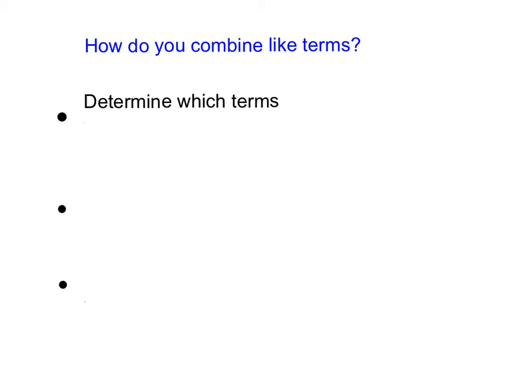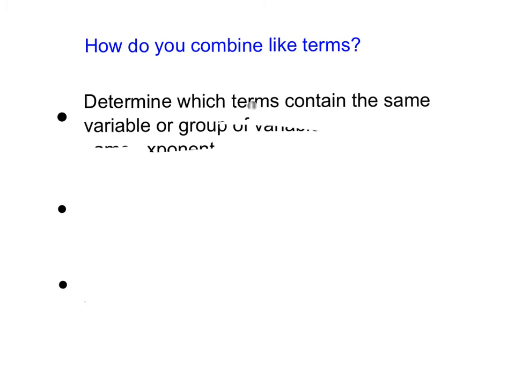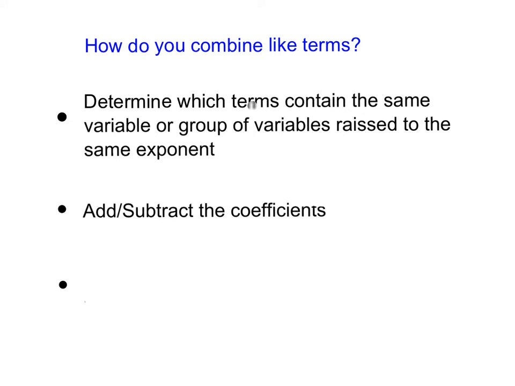All right, how do we combine like terms? So all we do, it sounds more high-tech than it really is, I promise, it's not that bad. Determine which terms contain the same variable or group of variables raised to the same exponent. So basically determine which ones are like terms. Once you decide which ones are like terms, you just add, subtract the coefficient. Remember, what's a coefficient? That's the number in front of the variable.